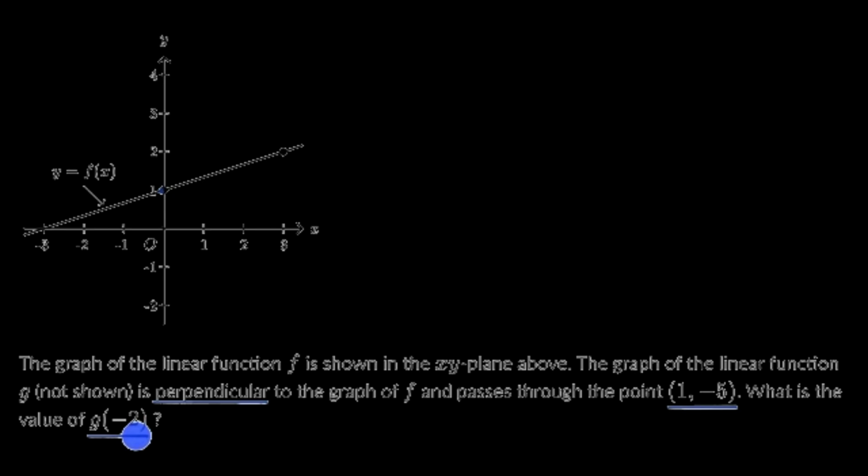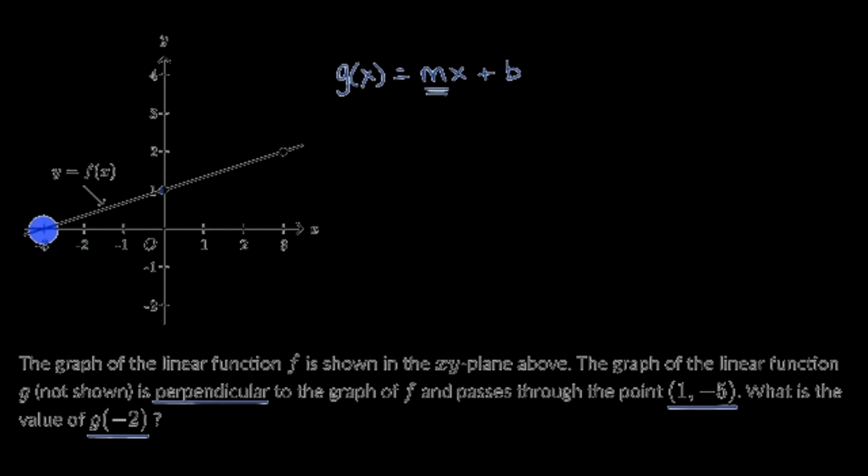All right. Now, one technique we can use is to try to figure out the equation of g. So g(x) is going to be in the form of the slope times x plus the y-intercept. First, let's think about what the slope is going to be. If g is perpendicular to f, that means g's slope is going to be the negative reciprocal of f's slope. So what is f's slope?